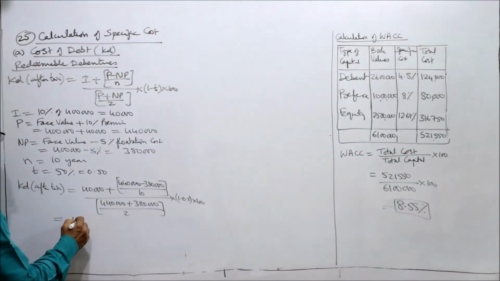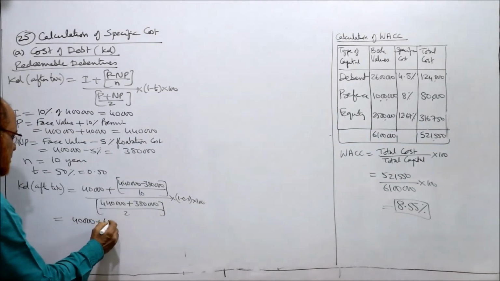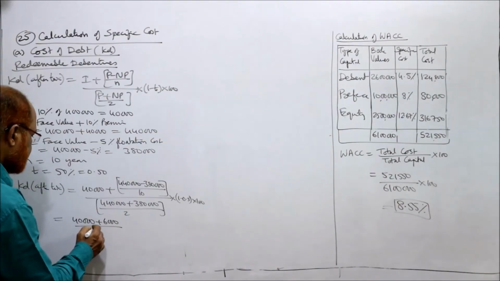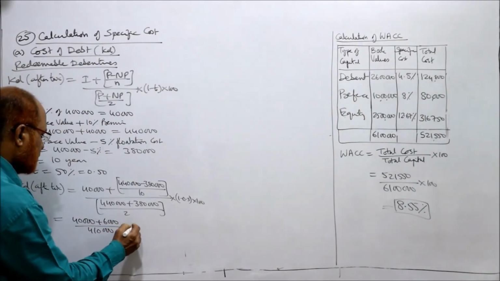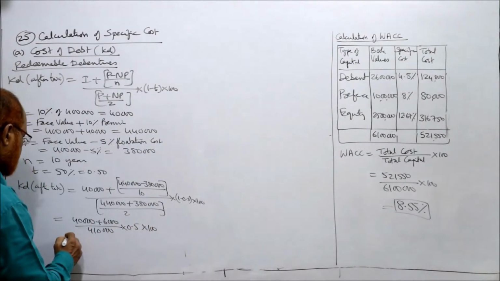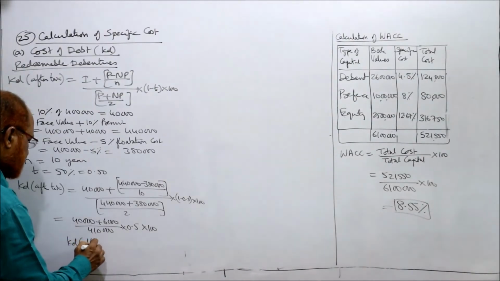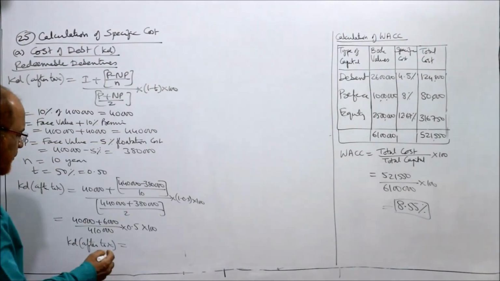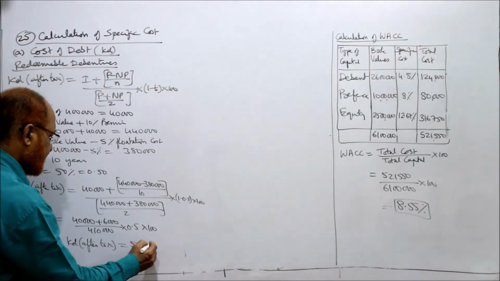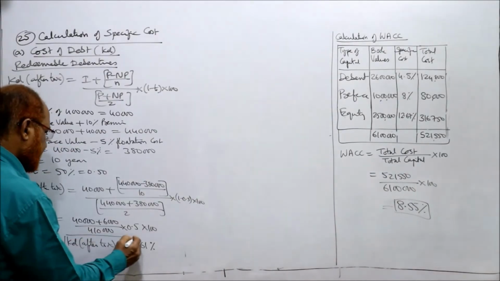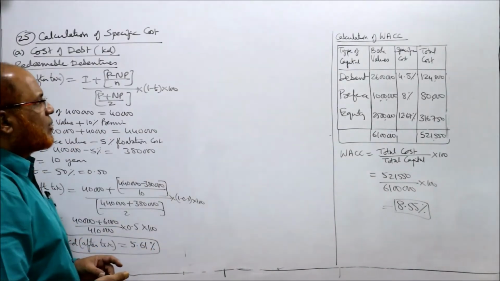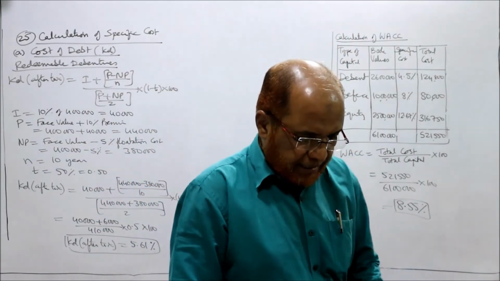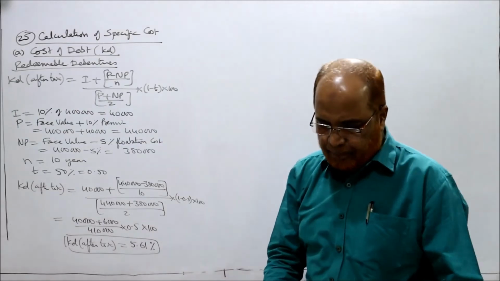That is equal to 40,000 plus 6,000 divided by 4 lakh 10,000, into 0.5, into 100. So KD after tax is, ultimately, 5.61%. One specific cost we got, that is KD. Now we will calculate KP.